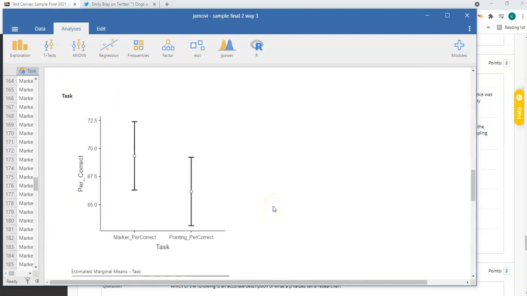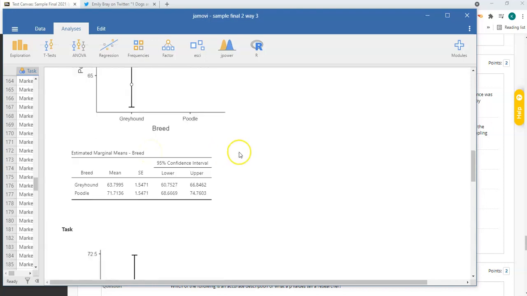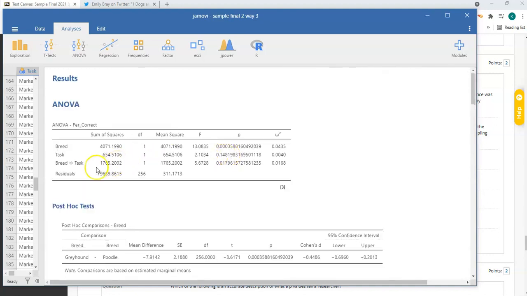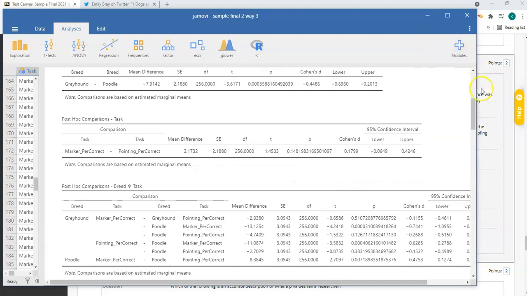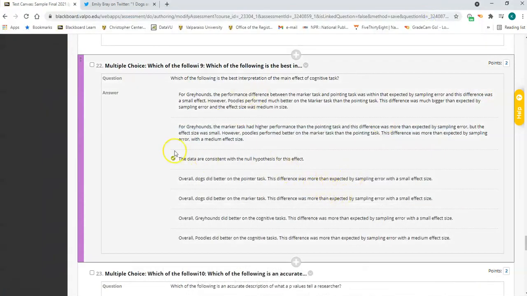And if you look at the task, if anything, they did better on the marker than the pointing. But again, you should probably withhold your judgment on this because the p-value is not compelling. Maybe they would do better if we had a bigger sample and enough statistical sensitivity to detect this difference. But it looks like this difference on task is very small, so that might not have practical importance. So let's go back and see what we did here. Yeah, the best interpretation of the cognitive task is that the data are consistent with the null. That's the best answer here.